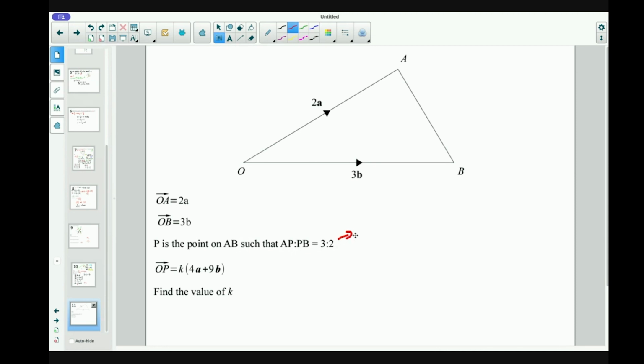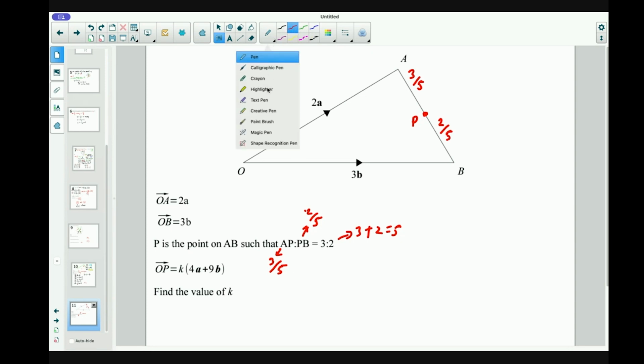Because 3 plus 2 is equal to 5, we can split the segment into 5 different parts, meaning that AP is 3/5 and PB is 2/5. So our position of P is going to look roughly about here. Let's call this P. From here to here we said it was 3/5, and over here is about 2/5. Obviously, not to scale. From there, let's define some of our other vectors.